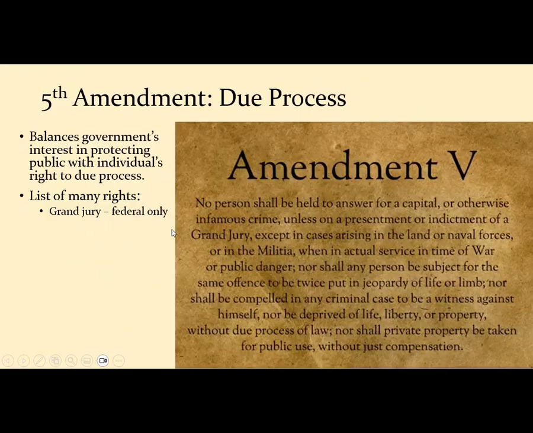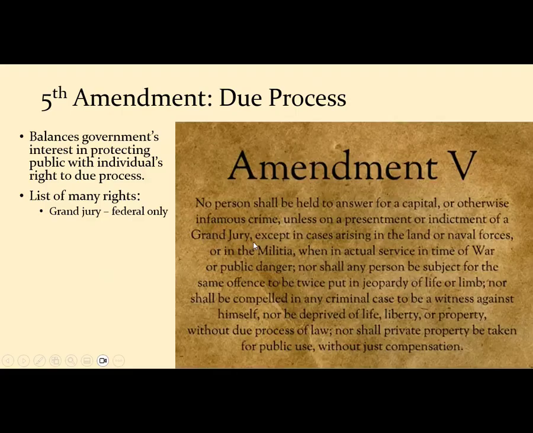So a grand jury, we are not talking about the 12 people who determine guilt or innocence. That's called a petit jury. A grand jury is a different group of people. It's not the people who ultimately decide guilt or innocence. Rather, these are the people who decide whether or not to indict someone, to charge someone with a crime. So this is a control on abuses of power by the prosecutor, to prevent a prosecutor from arresting just anybody.